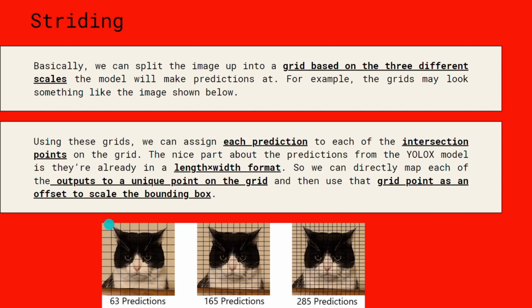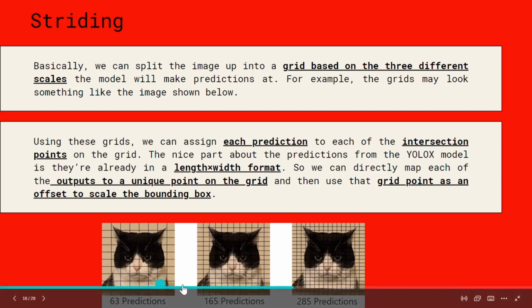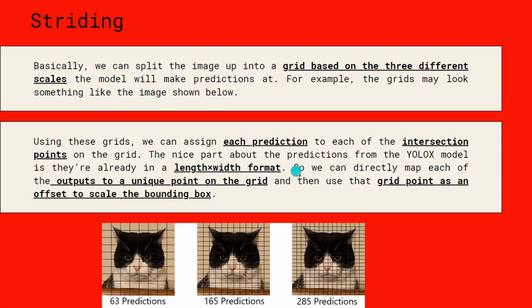And across the space, we have seen that there are around 1 million possible locations in the space of 1024 by 1024, and that's not feasible. So that's why we're using the intersection points of a grid system as an offset in order to make the predictions instead of the top left corner of the image. So we can directly map each of the outputs to a unique point on the grid and then use that grid point as an offset to scale the bounding box.